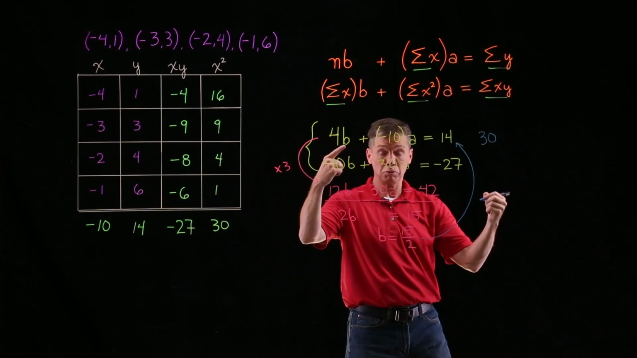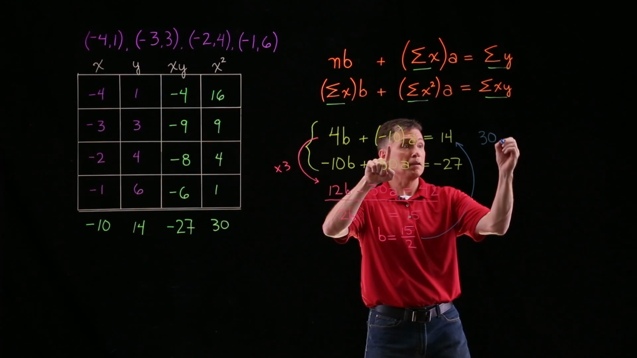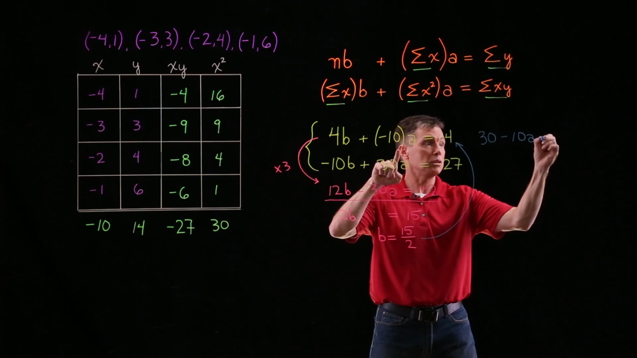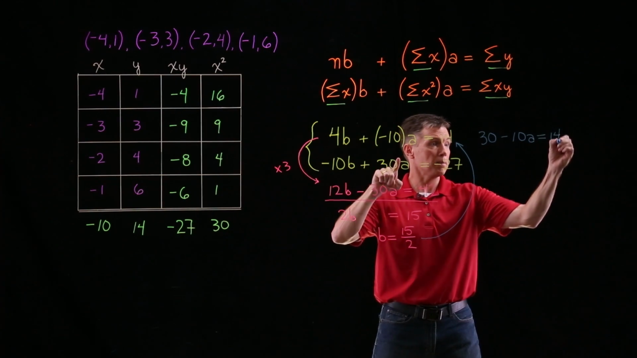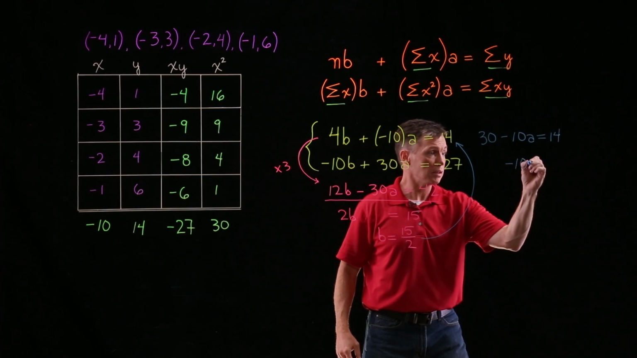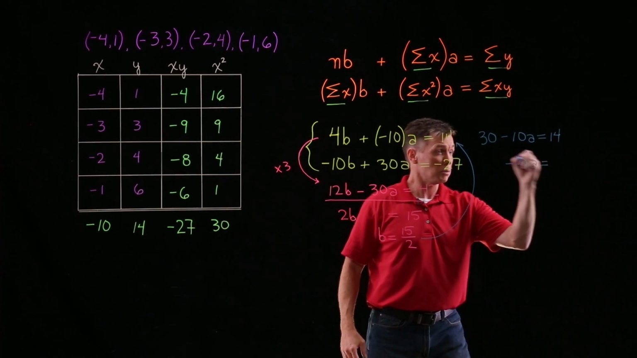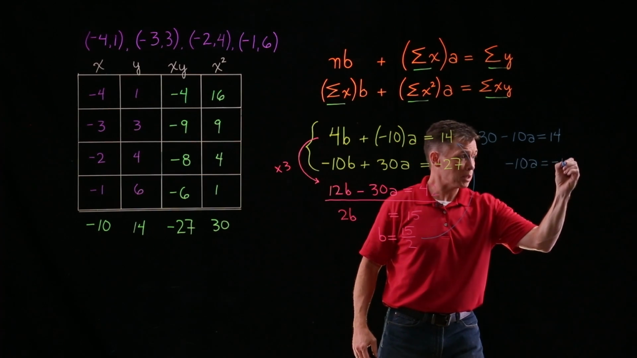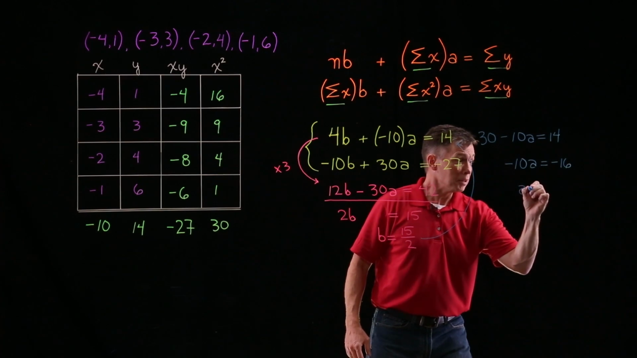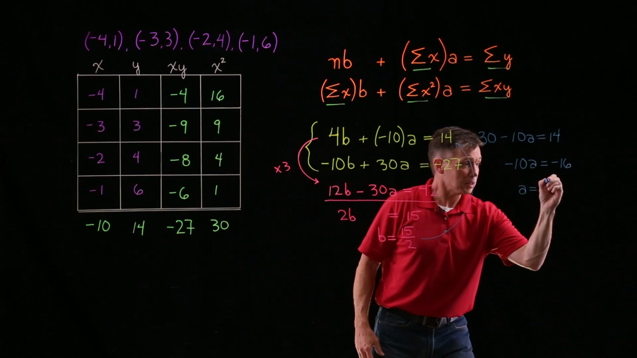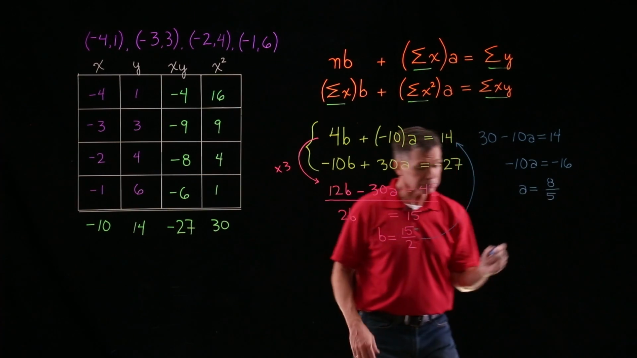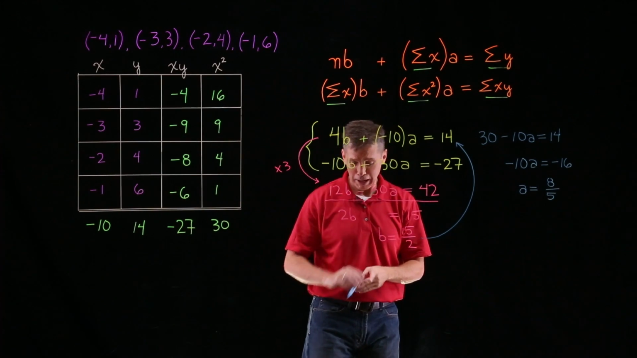The b's gone, that's what we just plugged it in as, and then minus 10a equals 14. Let's throw the 30 to the other side, minus 10a. Subtracting 30 looks like a minus 16 over there, one step away. Divide over the negative 10, and I'm getting a positive 8/5. All right, good. Pat yourself on the back.